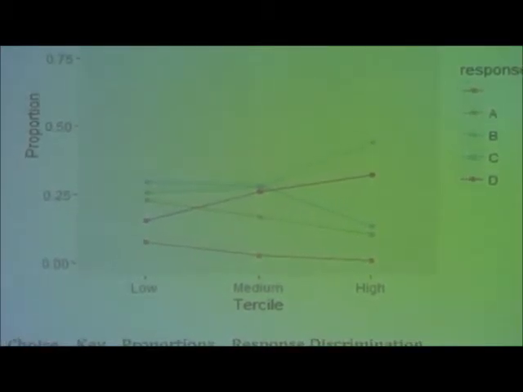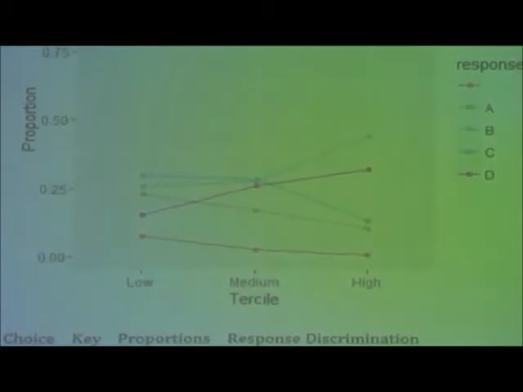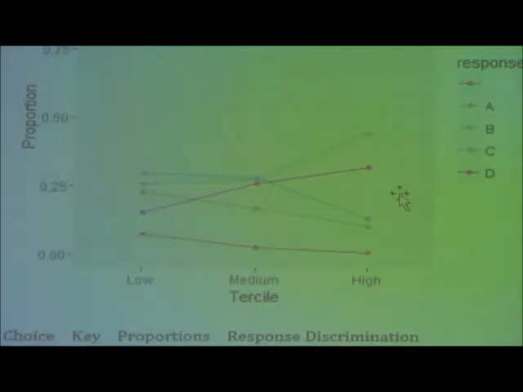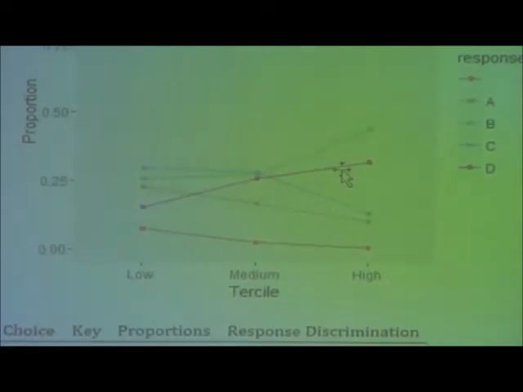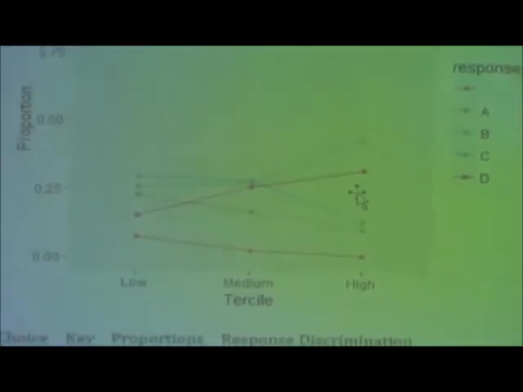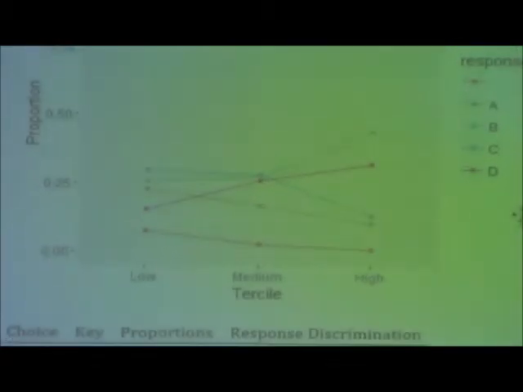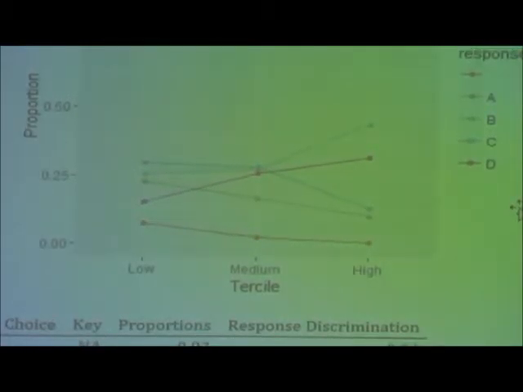Is D the purple one? D is the purple one, yes. You see it's actually going up a little. Medium ability students have a higher proportion than low ability students, and high ability students are still answering it more. So that's why it's problematic. Yeah, that's what we're seeing.